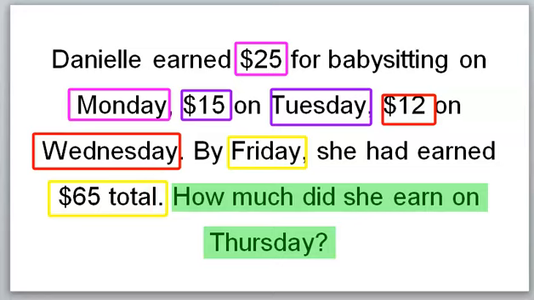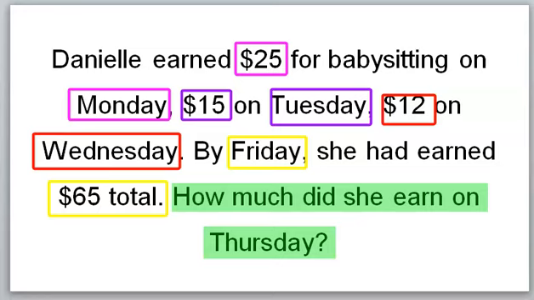So $25 Monday, $15 Tuesday, $12 Wednesday. And by Friday, after working these 4 days, she had $65. And we want to know how much money she earned on Thursday. So thinking about this problem, is the total amount of money that Danielle is going to earn on Thursday going to be greater than or less than $65?